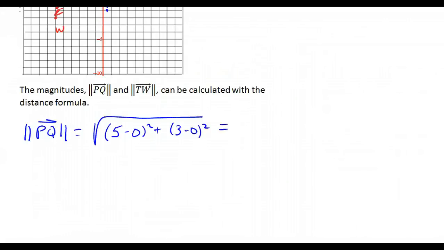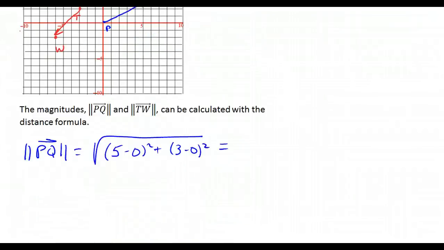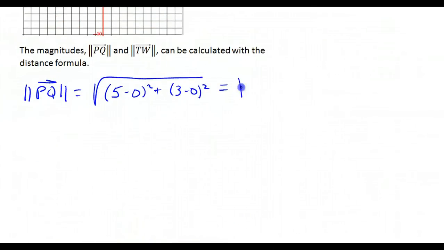That's the terminal point x-coordinate minus initial point x-coordinate, terminal point y-coordinate minus initial point y-coordinate squared. And I get the square root of 25 plus 9, which is the square root of 34. That's the magnitude of PQ.